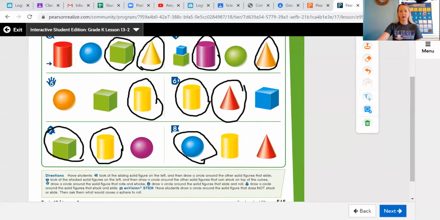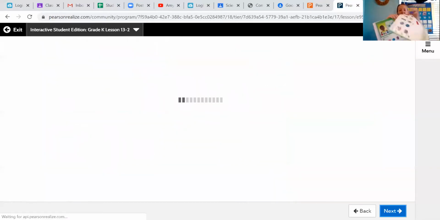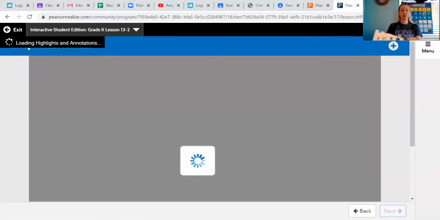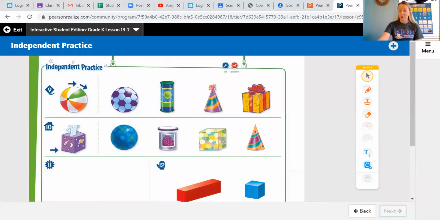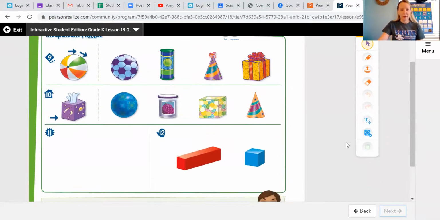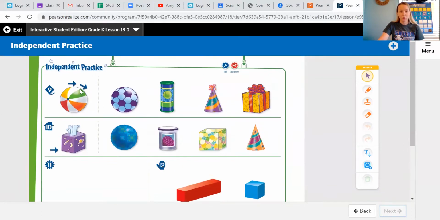All right, go ahead and do your hard flip, and you're going to be on the last page. And this one, I'm going to explain what to do, and you have to do this on your own. All right, number 9 up here. The directions are, look at the rolling objects on the left and draw a circle around all the other objects that can roll. So you look at this ball over here on the left, which shapes in this row can also roll?